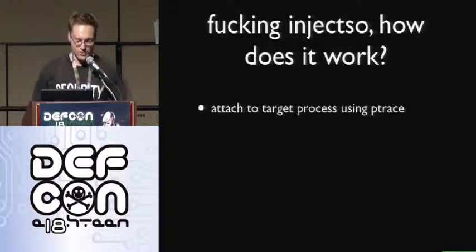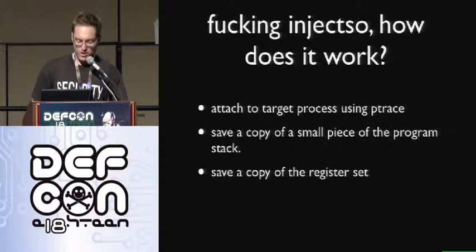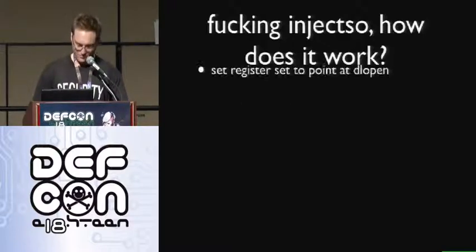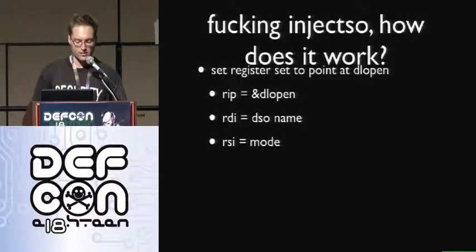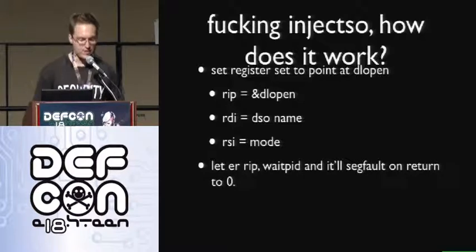So the way Inject.so works is it just attaches to a target process using ptrace. It saves a copy of a small piece of the program stack, saves a copy of the register set, and then it creates a fake stack frame with a saved return address of 0. You then set the register set to point to dlopen. So you have the instruction pointer pointing to the address of dlopen. You set up the arguments, so you have the path to the shared object, the mode stored in RSI, and then you just let it rip.